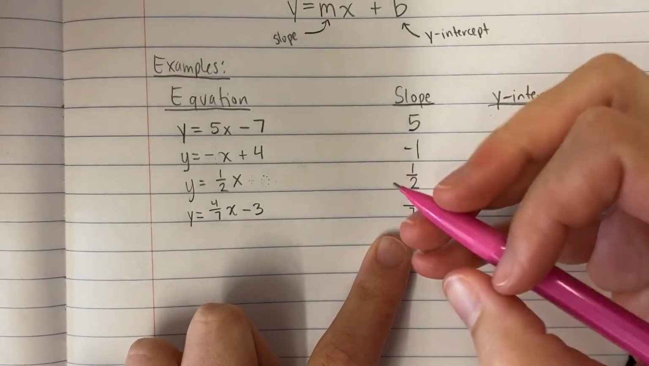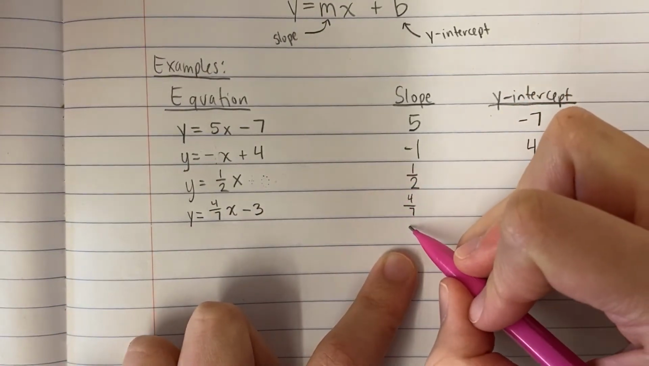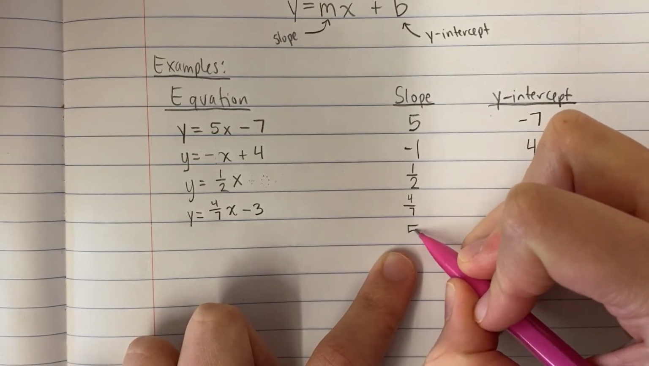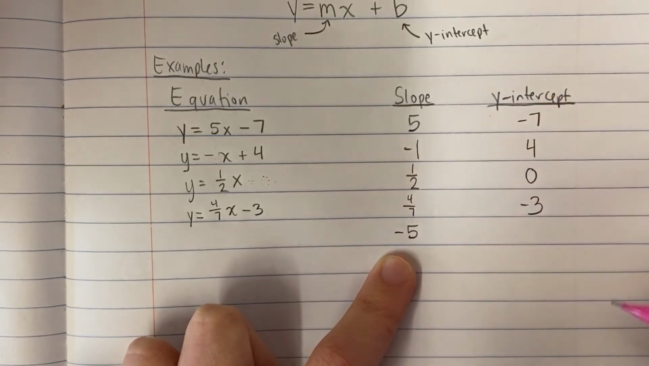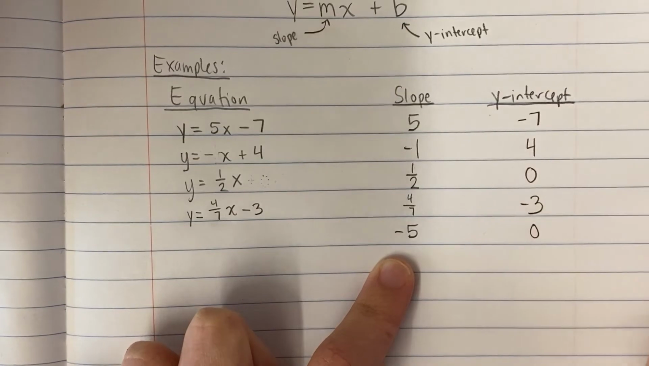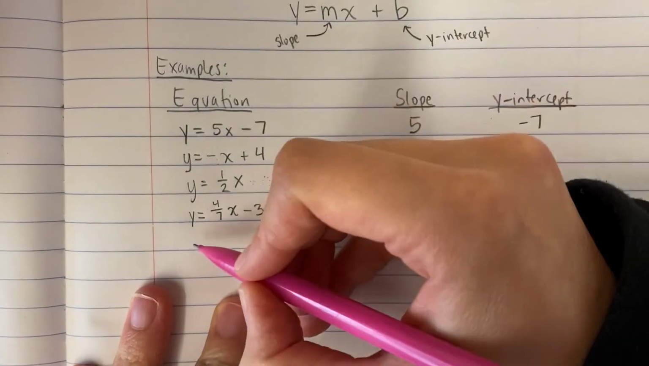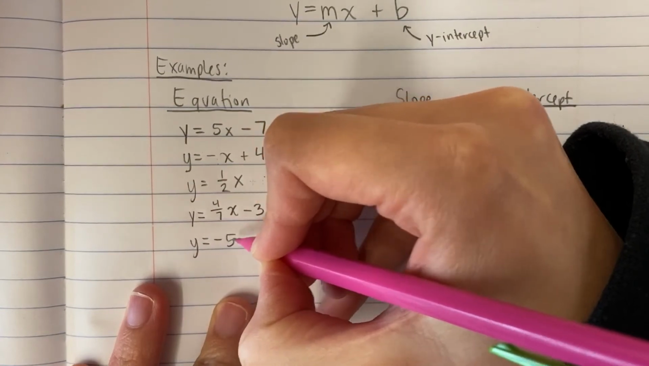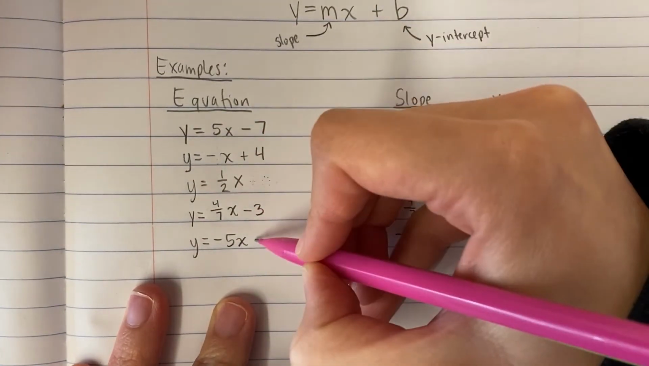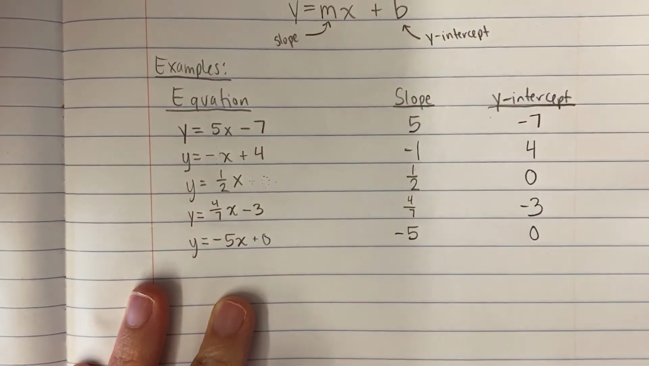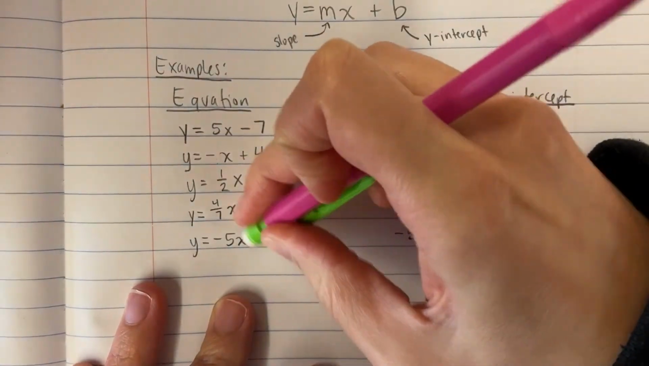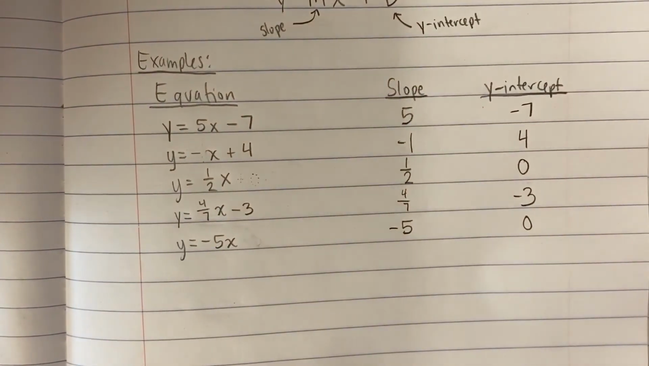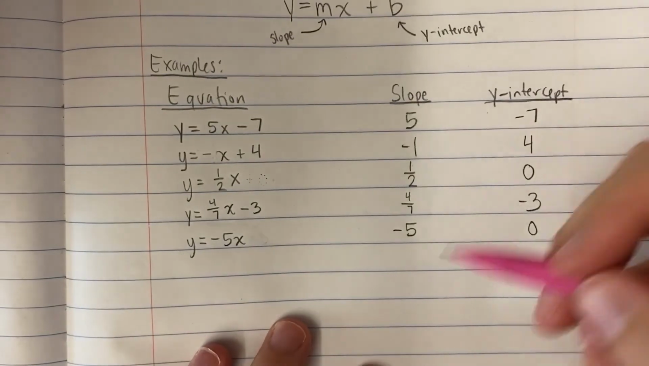What if I told you the slope is negative 5 and the y-intercept is 0? What would that look like? That would be y equals, okay, the slope is negative 5, so negative 5x. And then you'd say, okay, plus 0. Wait a second, and you'd erase it. You don't need to write the plus 0.